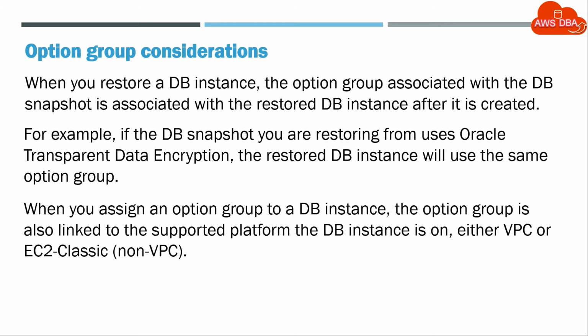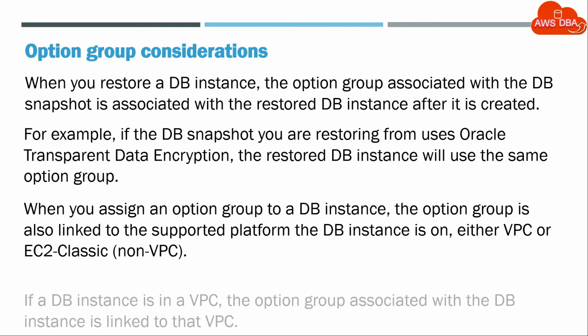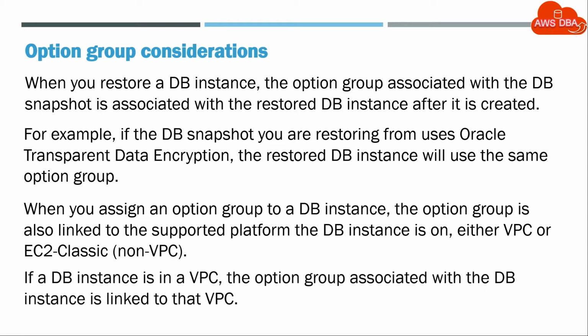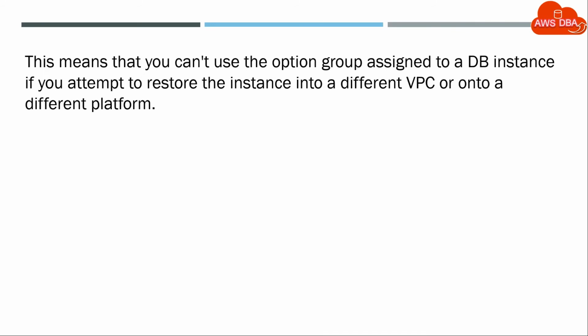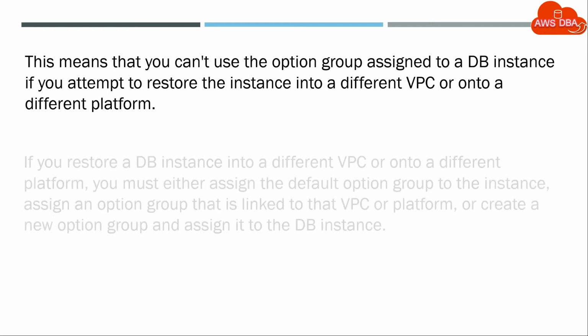When you assign an option group to a DB instance, the option group is also linked to the supported platform the DB instance is on, either VPC or EC2-Classic, non-VPC. If a DB instance is in a VPC, the option group associated with the DB instance is linked to that VPC. This means that you can't use the option group assigned to a DB instance if you attempt to restore the instance into a different VPC or onto a different platform.